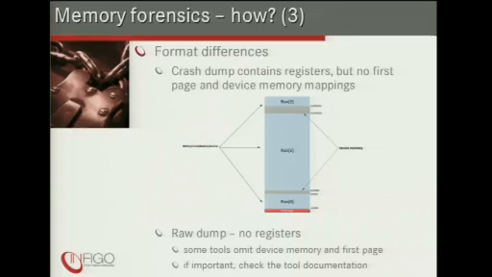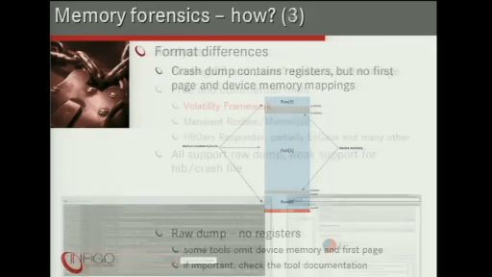Regarding the format differences, crash dump, which is a proprietary Microsoft format, contains processor registers, but does not contain the first memory page and memory reserved for devices. Raw dumps, on the other hand, do not contain processor registers, but they usually contain the first memory page and device memory. I say usually because it's really a tool-dependent setting. Some tools omit the first page and device memory, so if that's important to you, if you're doing forensics, be sure to look at your tool documentation to see whether it omits the first page and device memory.